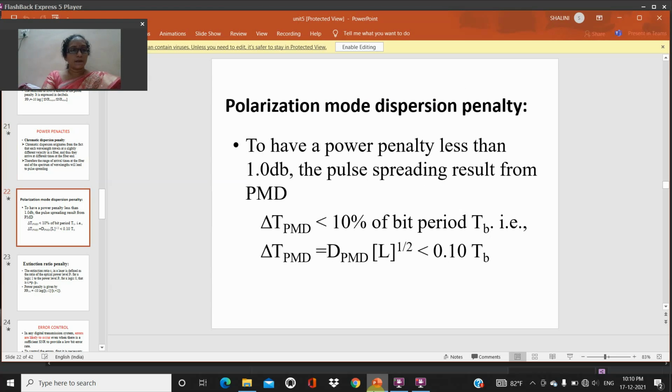Therefore, the range of arrival times at the fiber end of the spectrum of wavelengths will lead to pulse spreading. So, what is the polarization mode dispersion penalty? Here, to have a power penalty of less than 1.0 dB, the pulse spreading results from PMD, polarization mode dispersion.